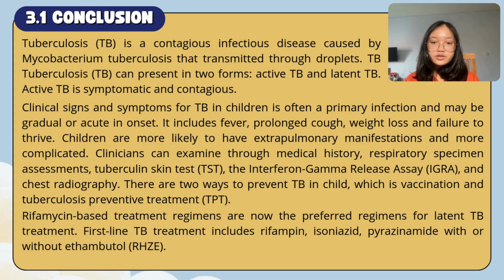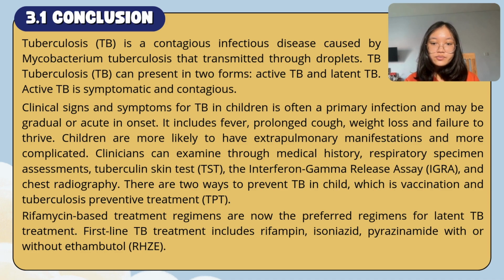TB is a contagious infectious disease caused by Mycobacterium tuberculosis that is transmitted through droplets. TB can present in 2 forms, active TB and latent TB. Active TB is symptomatic and contagious. Clinical signs and symptoms of TB in children often reflect a primary infection and may have gradual or acute onset. It includes fever, prolonged cough, weight loss, and failure to thrive. Children are more likely to have extrapulmonary manifestations and more complications.